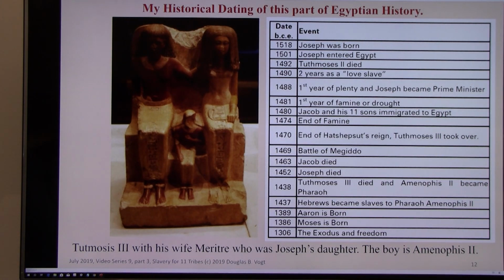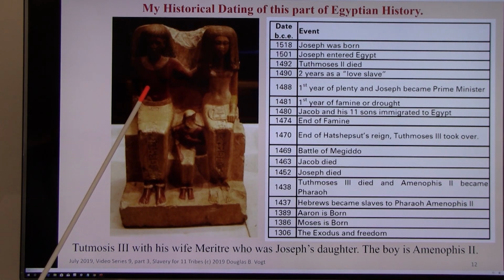Here's my recreation of history, as best I can do. The Exodus was 1306 BCE. Tutmosis III takes over when his father dies. Within a year to 2 years, the Hebrews have become slaves. Aaron's born in 1389, which means he's 83 years old, as Moses tells us, and Moses is 80 years old. This is the sequence of events as best I can figure it out and piece together.